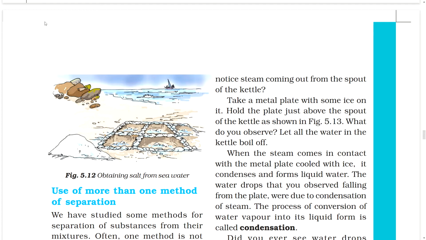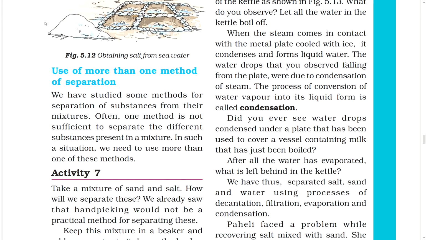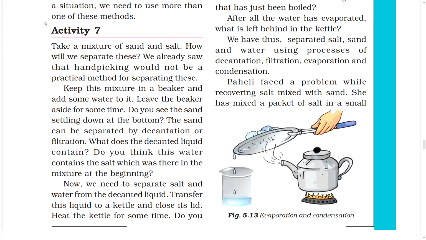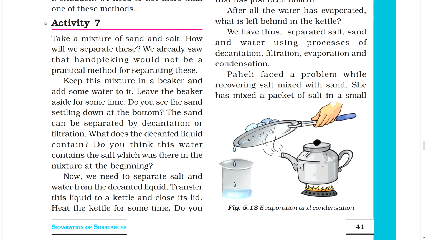it condenses and forms liquid water. The water drops that you observe falling from the plate were due to condensation of steam. The process of conversion of water vapor into its liquid form is called condensation. Did you ever see water drops condensed under a plate that has been used to cover a vessel containing milk that has just been boiled? After all the water has evaporated, what is left behind in the kettle? We have thus separated salt, sand, and water using processes of decantation, filtration, evaporation, and condensation.